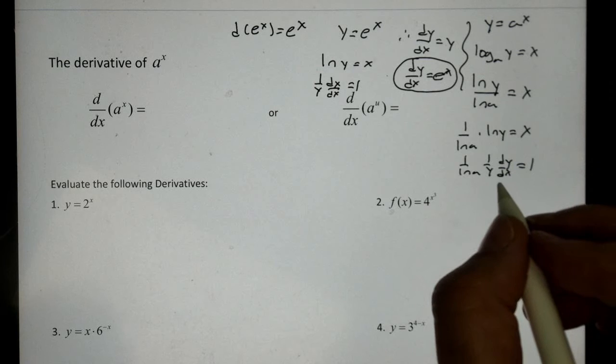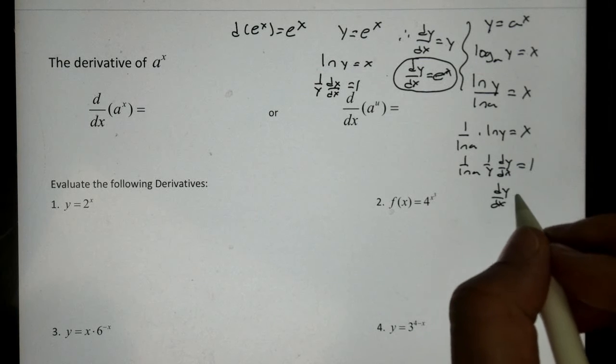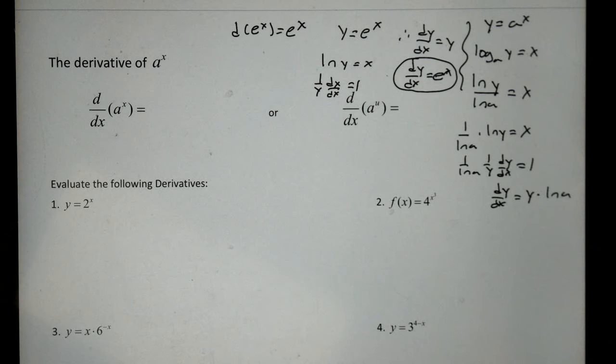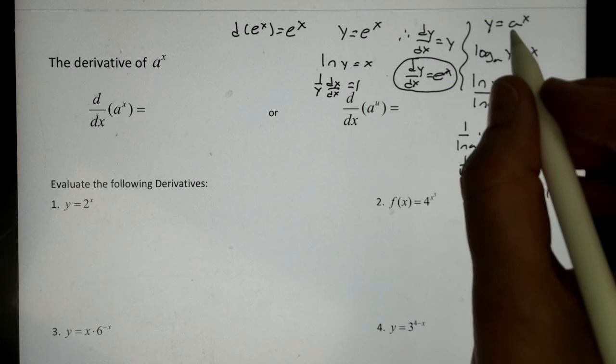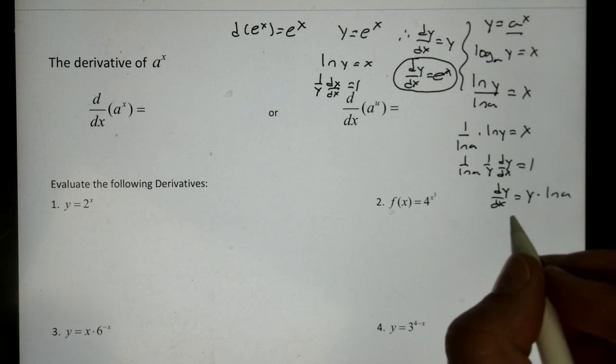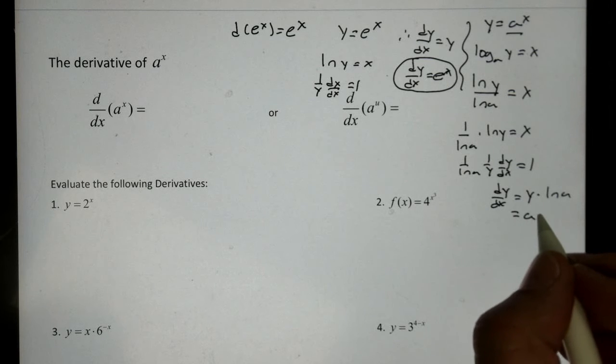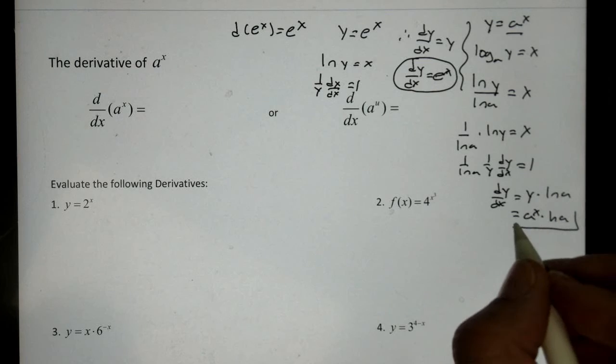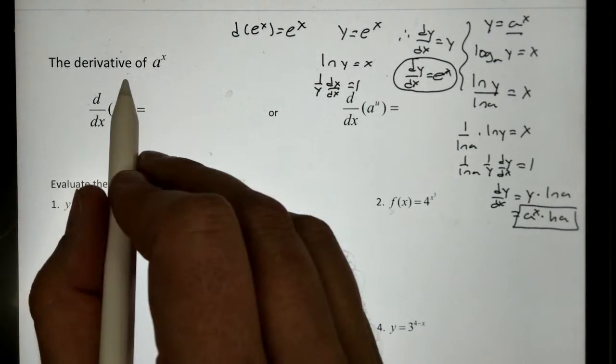And I can just multiply now. dy dx is equal to y times the natural log of a. Well, what was y equal to? If I go back here, it's equal to a to the x. So we're going to get a to the x times the natural log of a. And there's our derivative of a to the x.